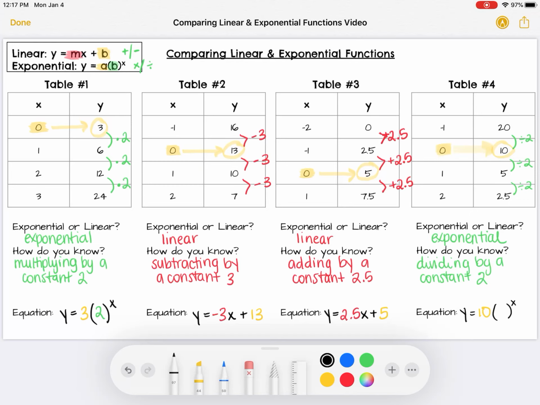Now, this is very important. We should not be putting 2 in here. Look over to table number 1. We put a 2 in the parentheses because it was multiplying by 2 each time. This one is dividing by 2 each time. So we shouldn't be putting a 2 in there. It's dividing by 2, which actually means we're going to put 1 over 2 in the parentheses. So the 1 over 2 tells us that we're dividing by 2 as opposed to multiplying by 2.